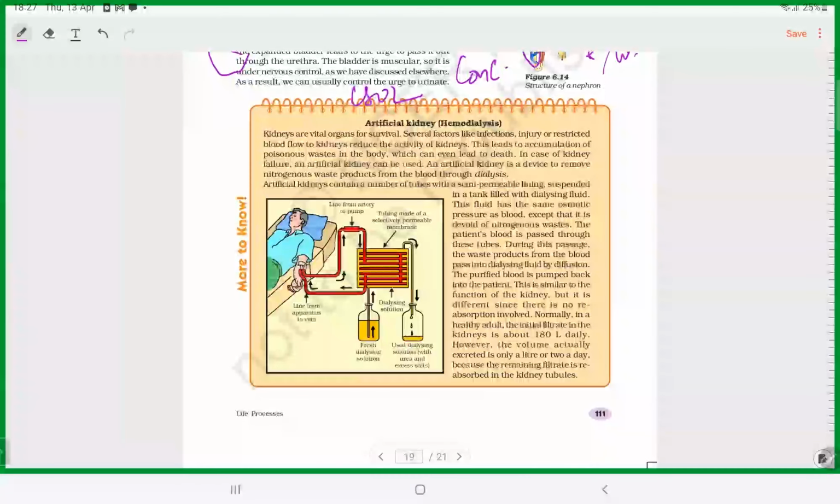I told you 180 liter per day water is filtered. But how is urine concentrated? Just 1.5 liter, less than 1% only, is concentrated into urine. Other good substances and good water are reabsorbed. Can you understand? Fine. This is hemodialysis in a kidney failure patient. Kidney will not work. See, blood is collected from the artery and then sent to the apparatus. Then filtration occurs, wastes are collected, and blood is pumped back. If people have kidney failure, they go for hemodialysis.